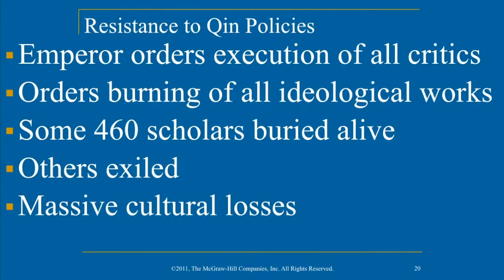There's a resistance to Qin policies. The emperor orders execution of all critics. This is a very harsh and brutal way to run a country or a society. Executing all your critics doesn't really bode well for making you a very popular person, but it does silence people from criticizing whatever you're doing. This would be in the legalist tradition of supporting the state no matter what, and if you make a law that says anybody who criticizes the emperor is going to die, well then they're going to die.